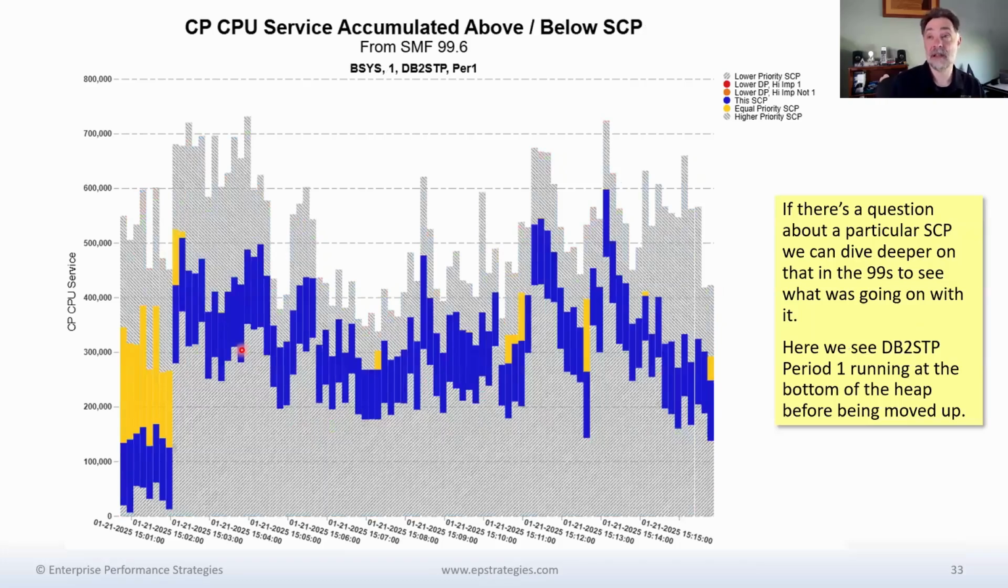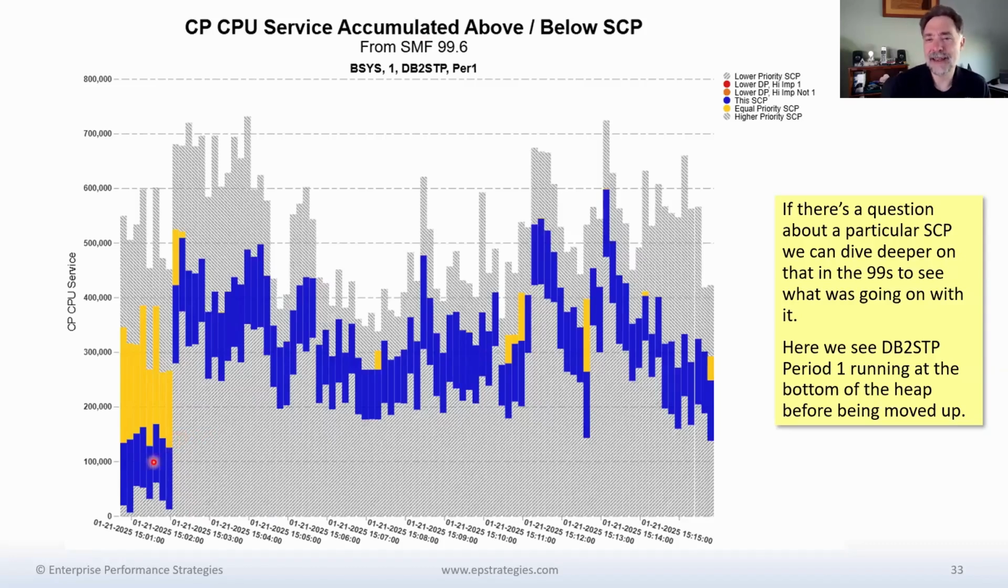Now, if there's a particular question about a particular service class, we can also dive deeper in the 99s. This is now a different service class period. In this case, we're now looking at DB2 STP. So it wasn't the problem, right? But it was one of the other workloads that was running on the system. The interesting thing here is this is our service accumulated above and below chart. I came up with this several years ago, and turns out Peter really loves this chart. I mean, I like it too.